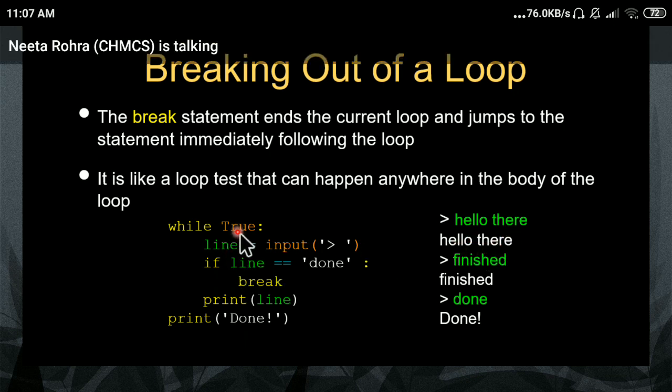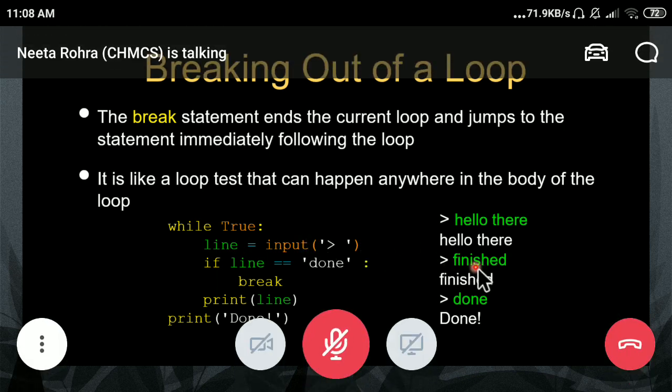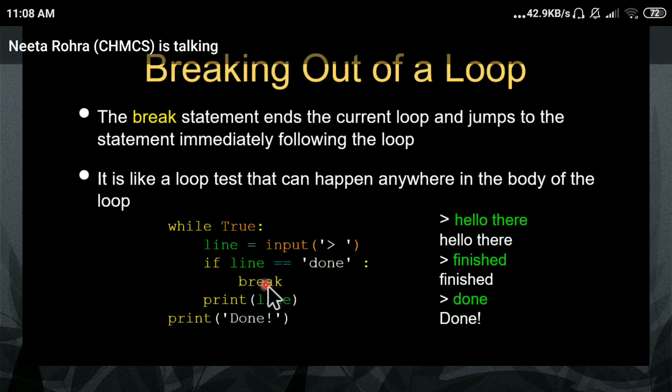Hello there is printed. Hello there, the condition is true, it takes input and checks whether the entered value is equal to done. Since this if is false, it prints hello there. Again, it goes and waits for the user input. User inputs finished. Not true. The condition of the if decision block fails.